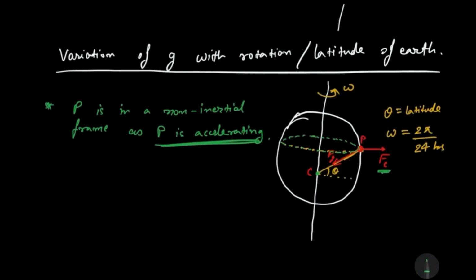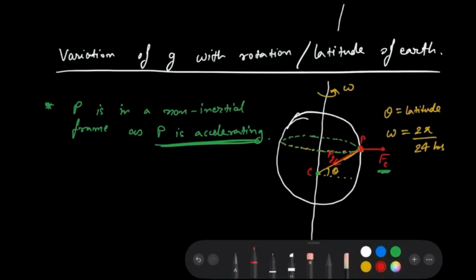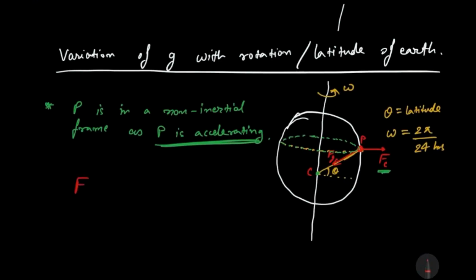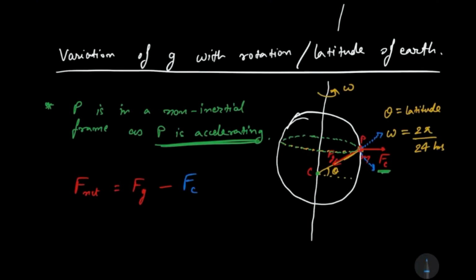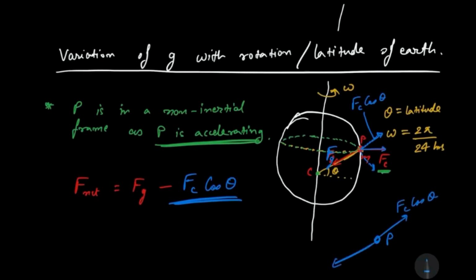Okay. Anyway, the net effective force, the F net, will be Fg minus, assume this to be mass m, minus this component of the centrifugal force. This I'll say it's Fc cos theta. See, this is point P. One force is pulling it like this, Fc cos theta, and one force is like this, Fg. So what is the net pull towards the earth? Fg minus Fc cos theta, right?